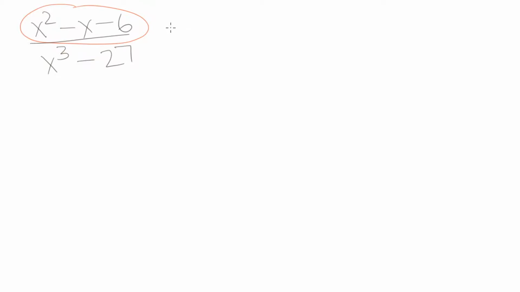Now let's go over another example. Let's say we have x squared minus x minus 6 divided by x cubed minus 27. So let's first look at our numerator and see how we can factor that. We have a leading coefficient of 1 here, so again we can use that same method of finding two numbers that multiply to give us this term here, so that's negative 6, and we need them to add together to give us negative 1.